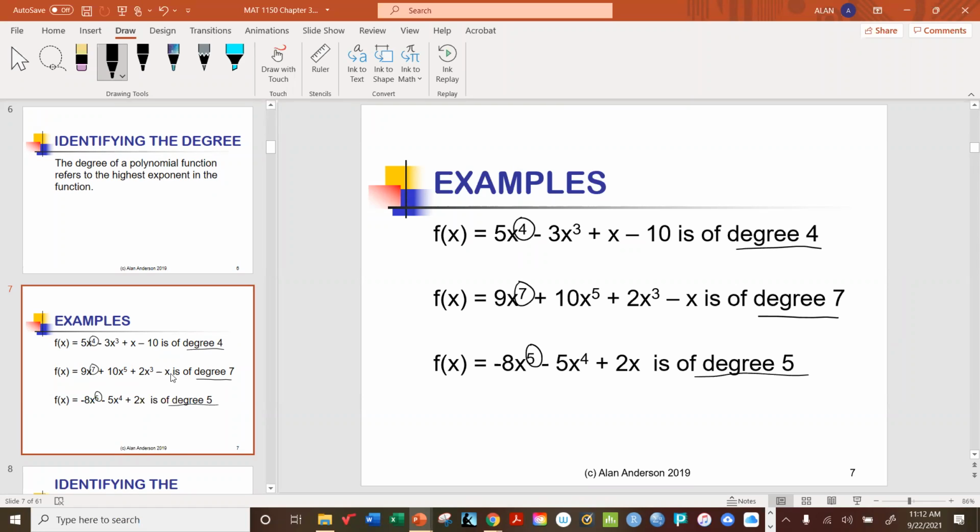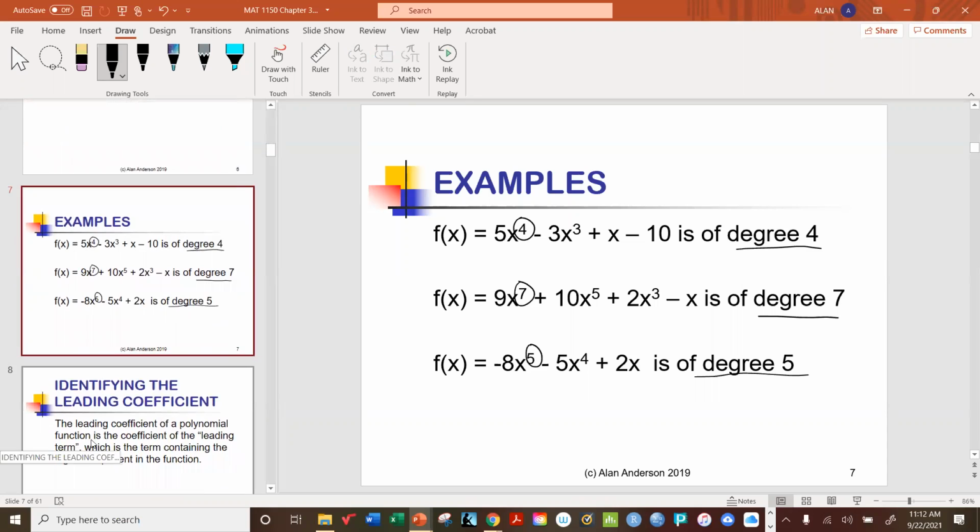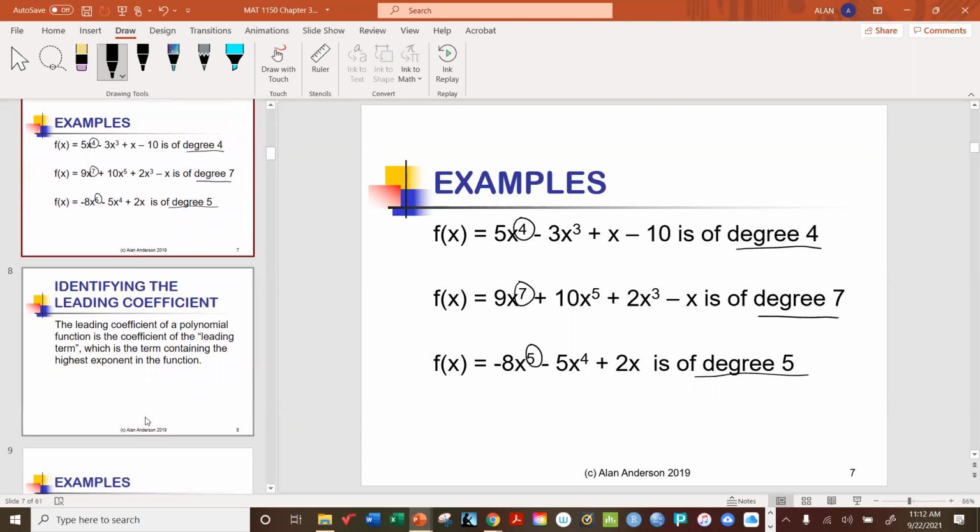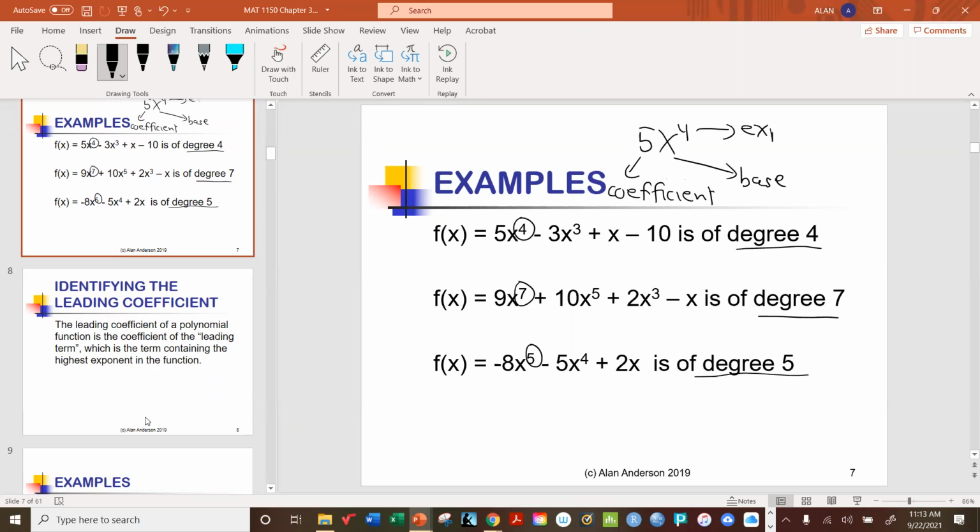All right, so there we go. So now we understand what degree means. And we have another term we need to know. It's a very simple idea. Just a quick reminder, when we have an expression like this, 5 is called the coefficient. X is the base, and 4 is the exponent.